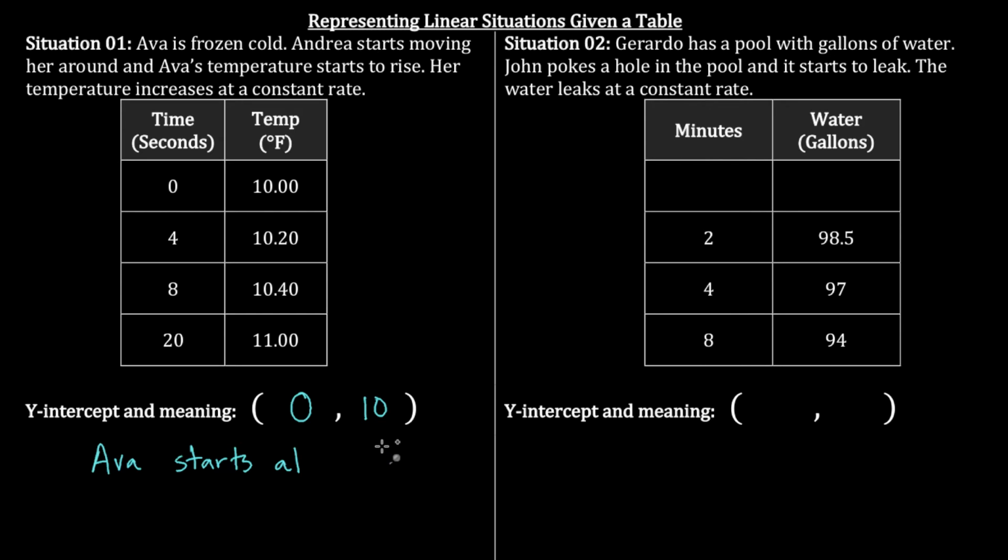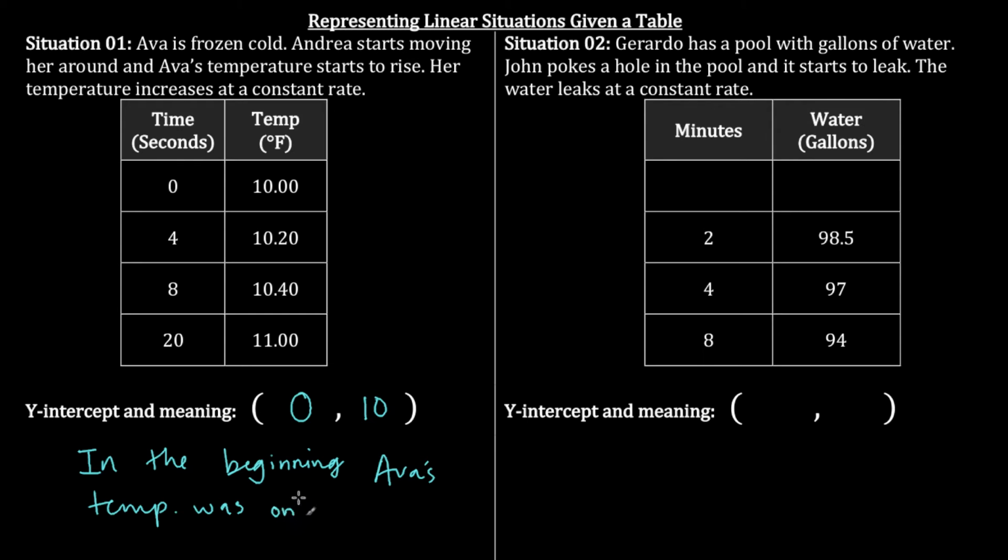Or we'll say it like this. Eva, in the beginning, I almost forgot how many n's there were. In the beginning, Eva's temperature was only 10 degrees Fahrenheit. Cool.